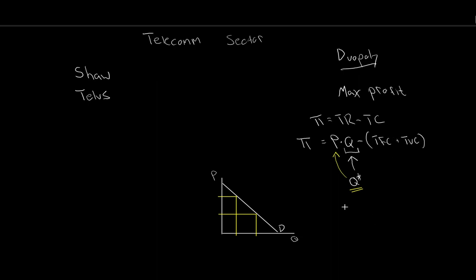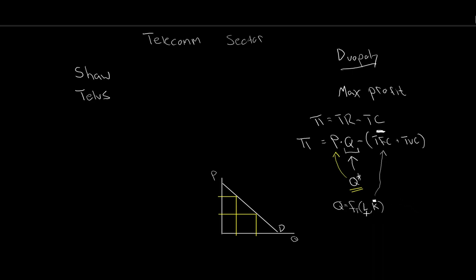What's going on here? Well, let's keep in mind that Q star, our quantity, is just some function, given our technology, of labor and capital. Keep in mind, in the short run, our capital is fixed, so we don't get to choose our level of capital. Fixed capital, fixed costs. So my capital cost is my fixed cost.